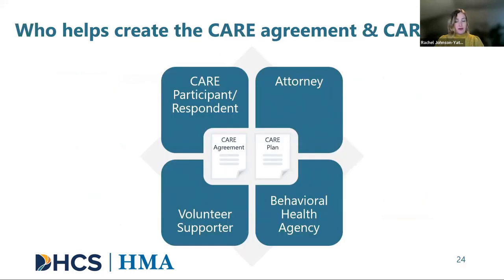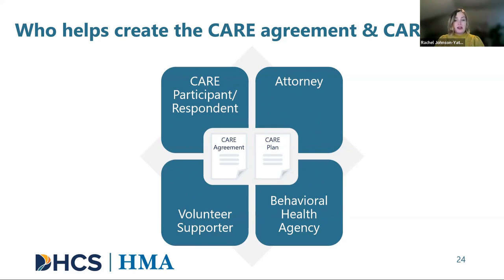Whether we are doing a care agreement or a care plan, the care participant or respondent, which is Maria, her attorney, the behavioral health agency, and a volunteer supporter, if desired by the care participant, will coordinate together. And it's important to remember that an attempt to reach a care agreement comes before the care plan. This is the earlier attempt to align on services that the county agrees to provide and that Maria would agree to accept. If it's not likely that they're going to be able to reach an agreement, Maria's journey will take her toward the path of developing a care plan.